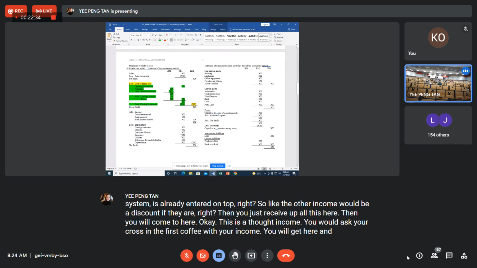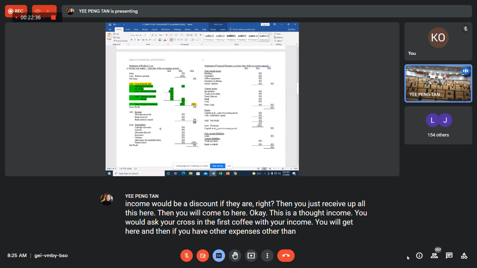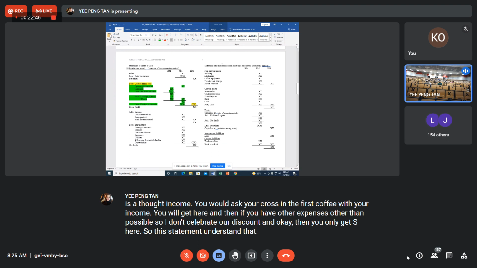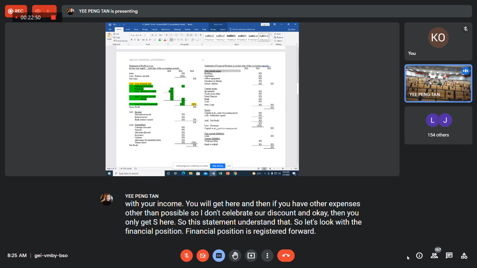And then if you have other expenses other than cost of goods sold, like salaries, carriage outwards, discount allowed and so on, you come under here. Okay, then only you get your net profit. So this statement, understand? Next will be the financial position. Financial position is very straightforward. Okay, statement of financial position.